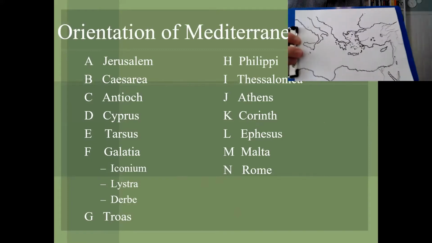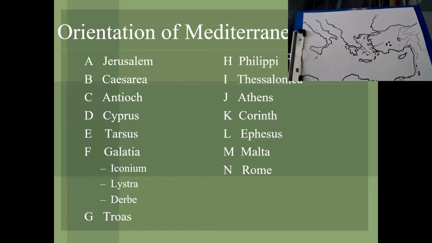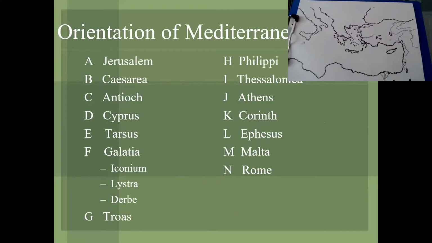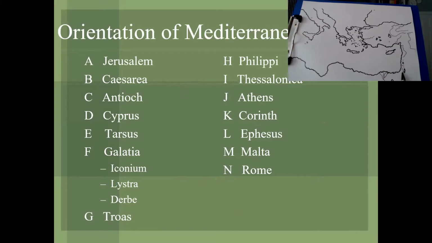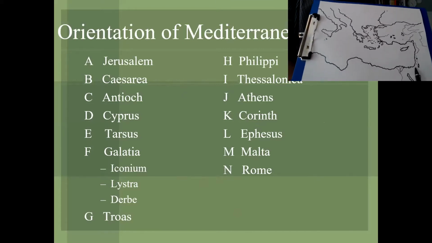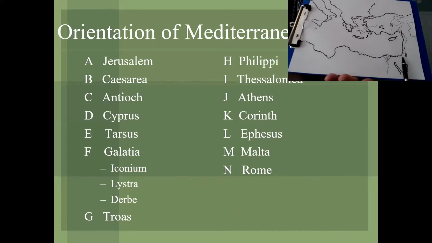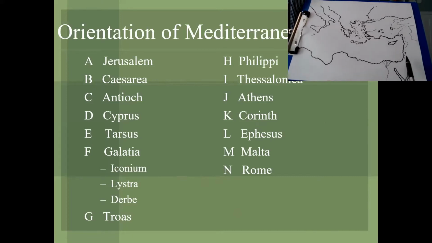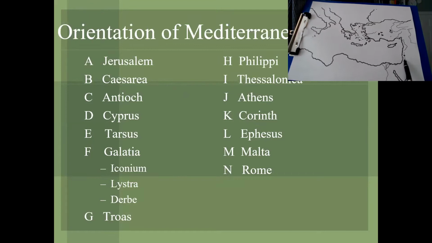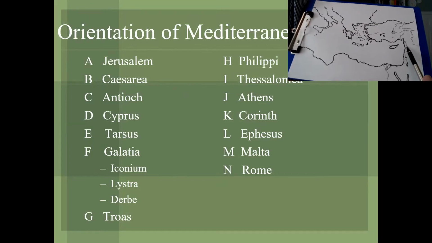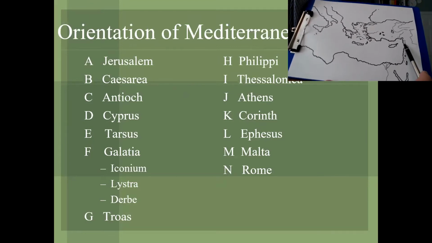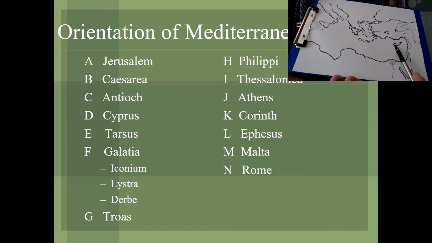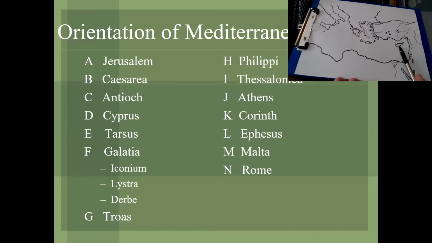All right, so here's the map, and we're going to start labeling. The way we're going to label is starting over here, opposite from Italy. You see A right there, that's Jerusalem. B is Caesarea. C is Antioch. And then we go here to this island in the Mediterranean Sea, and that's Cyprus.